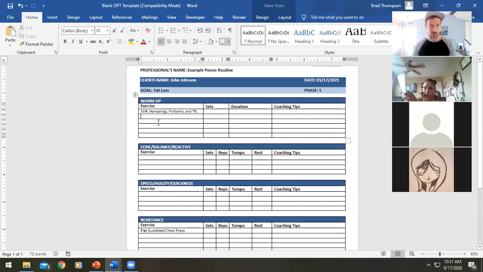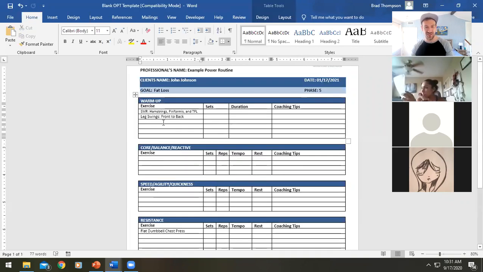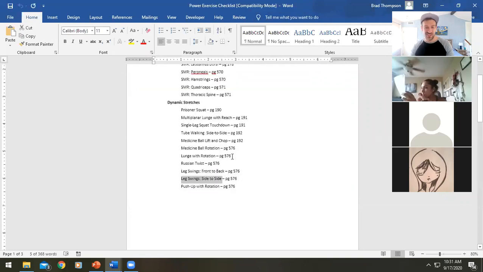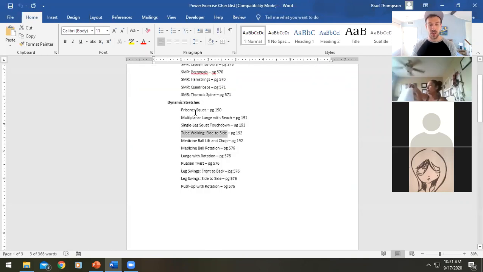I'm going to put it in my routine here. I need a good piriformis stretch, which is that side-to-side glute muscle. So guess what? Leg swings side to side is going to serve me pretty well there. And then I really like tube walking side to side as well, which is just a really great way to kind of get my glutes turned on and continue stretching some things out.